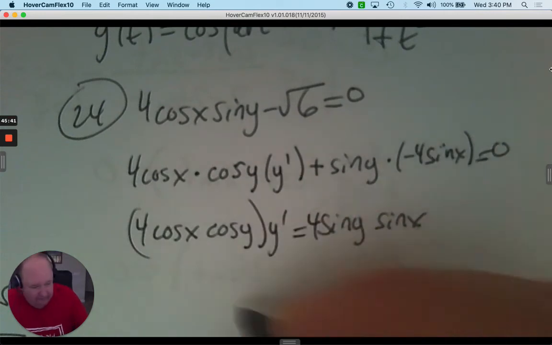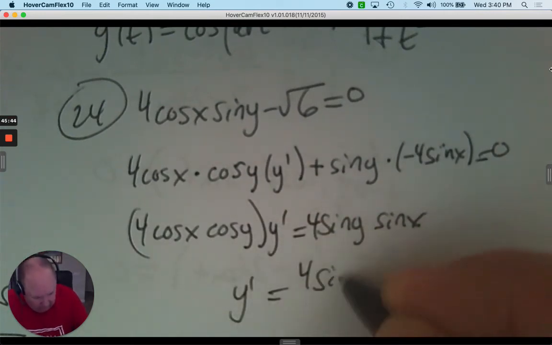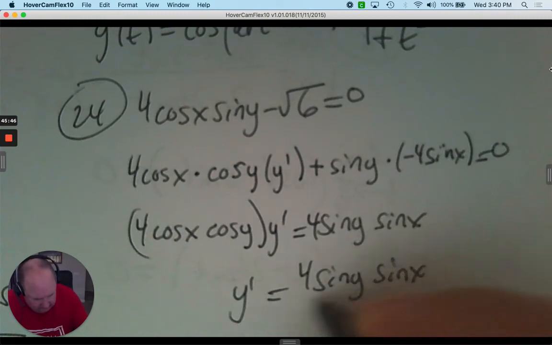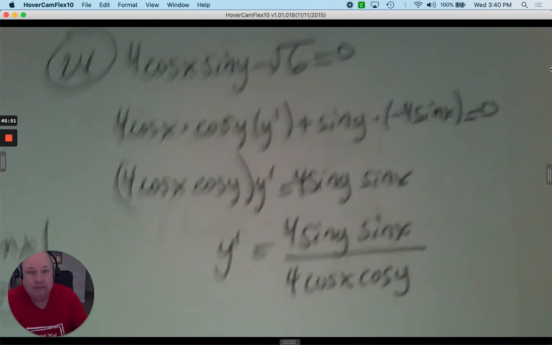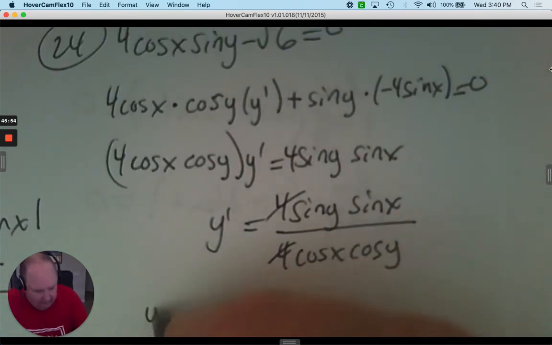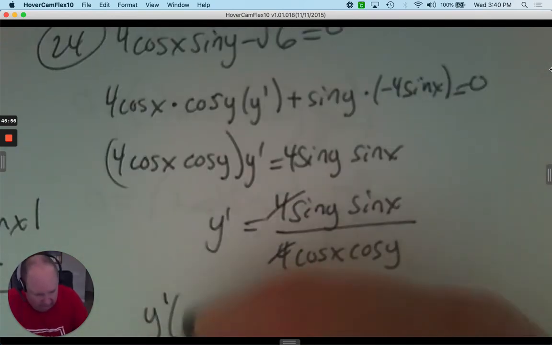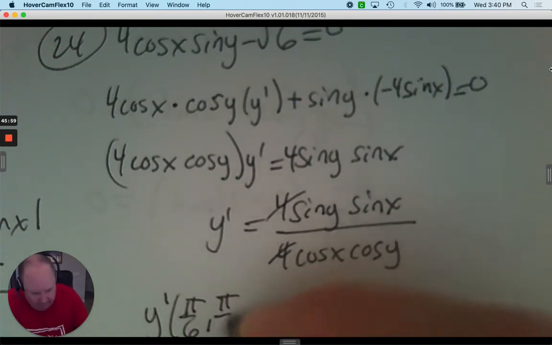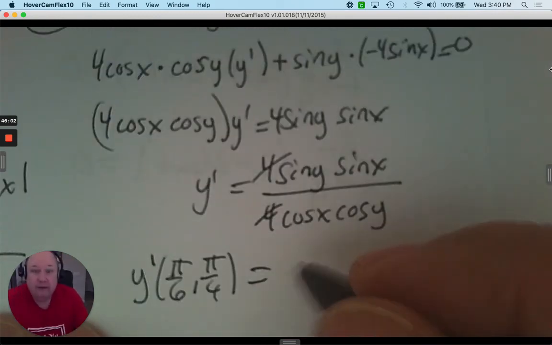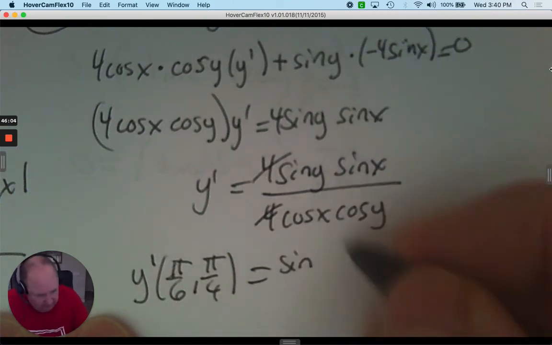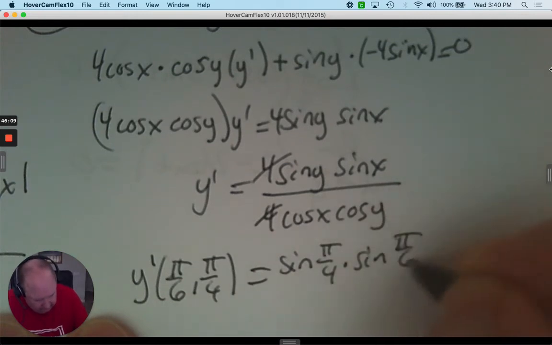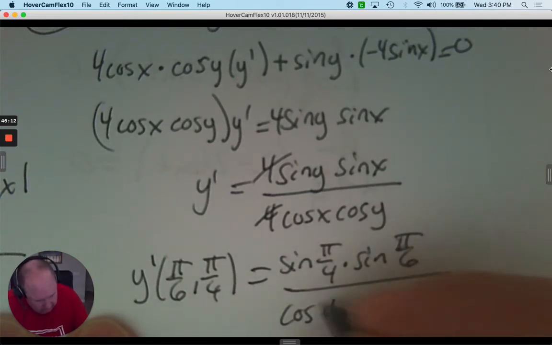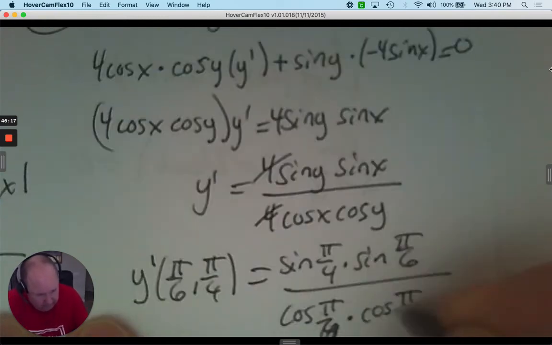I'm going to divide it to get y prime by itself. So 4 sine y sine x over 4 cosine x cosine y. Notice the 4's divide out, and then I want to take the derivative at a point, pi over 6 and pi over 4. All right, here we go. So the y value is pi over 4. The x value is pi over 6.